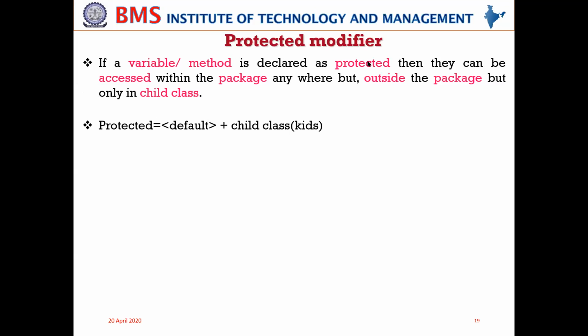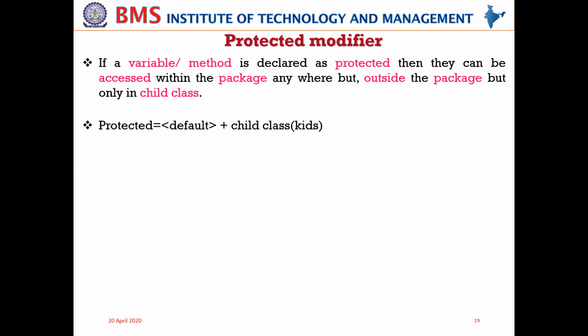Coming to the third one, your protected modifier. If a variable or method is declared as protected, then it can be accessed anywhere within the same package, but outside the package there is only one place you can access it, that is the child class. Outside the package, if you have created a child class, within that child class you can access the protected member which you have declared.